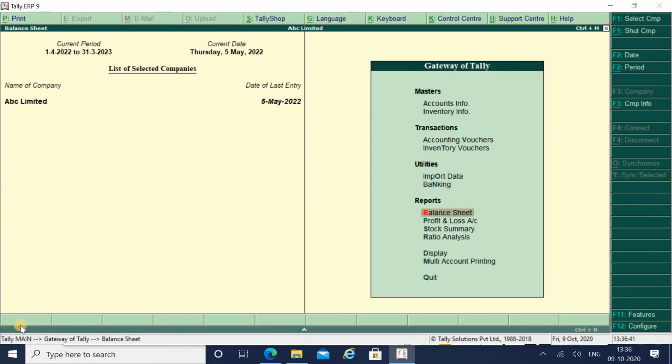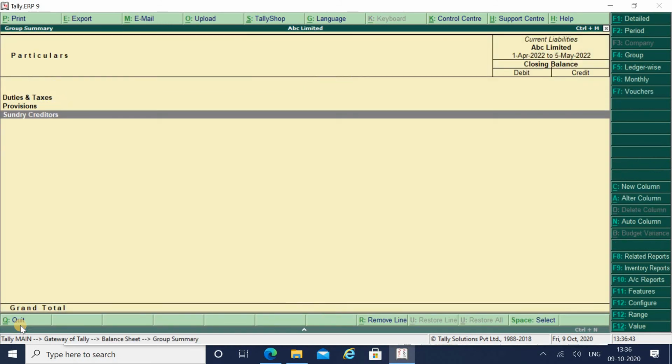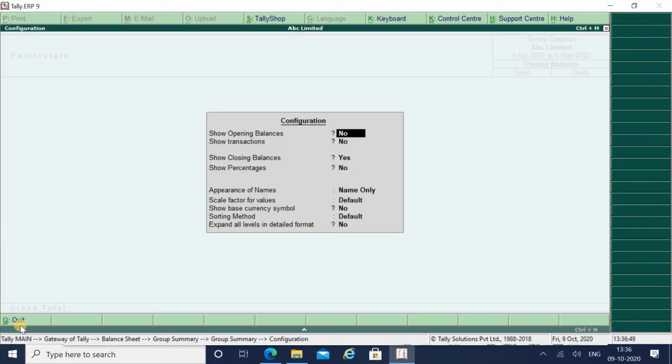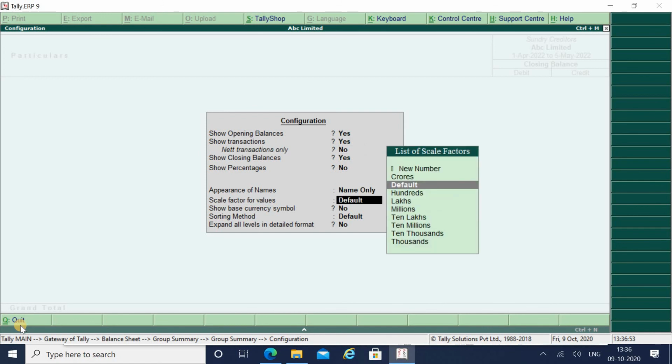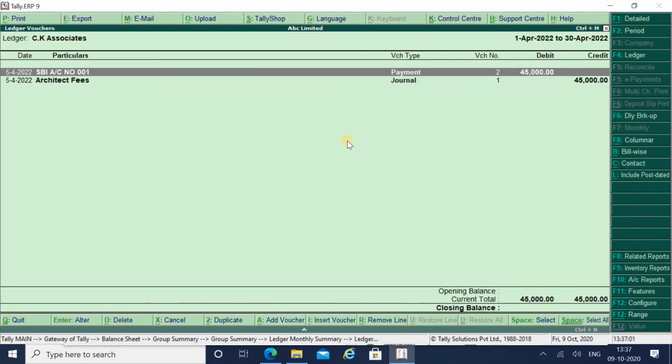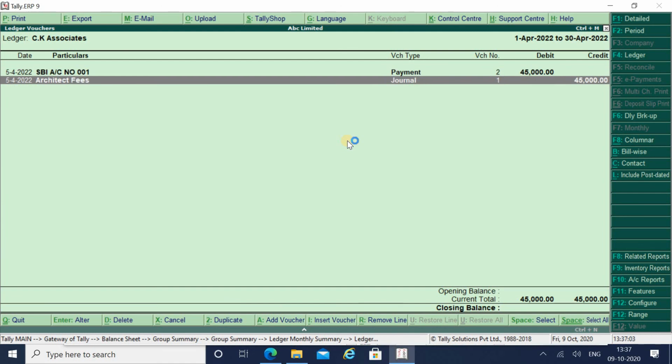One more thing I would like to share. Go to sundry creditors; even your sundry creditors balance is becoming nil. Just go to configuration. The key for configuration is F12, and what I am doing is show opening balance yes, show transaction yes, and accept it. You can see that 45,000 was the actual payment, and we have realized a journal of 45,000 to CK Associates, and hence its balance is getting nil.